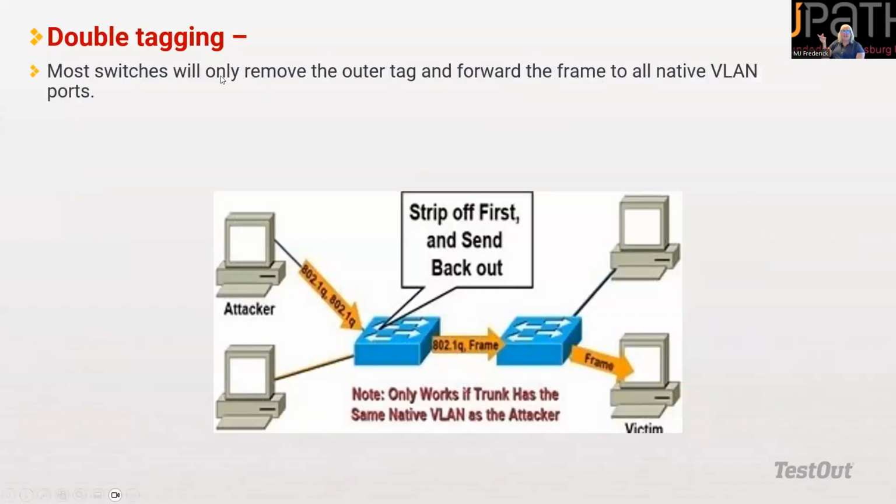Again, double tagging. Most switches will only remove that outer tag and forward the frame to all the native VLAN ports. So when you double that, it's only looking at the one, okay? It strips off the first and then sends it back out. And then the second one comes in and only works if the trunk has the same native VLAN as the attacker.